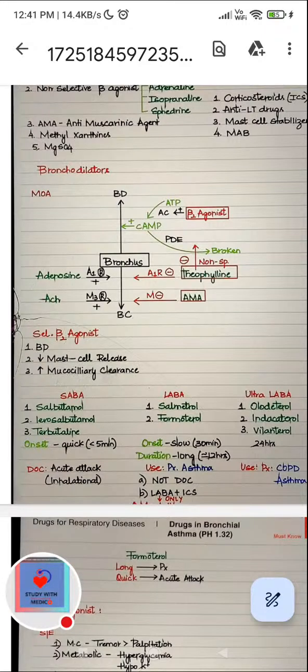Methylxanthines, that is theophylline and aminophylline, inhibit phosphodiesterase. When they inhibit the phosphodiesterase, there is an increase in cyclic AMP, causing bronchodilation, and they inhibit the release of histamine and SRS-A from mast cells and improve mucociliary clearance. So the phosphodiesterase inhibition is increasing cyclic AMP, but it can lead to some other side effects. So methylxanthines inhibit phosphodiesterase, thereby preventing degradation of cyclic AMP and cyclic GMP.